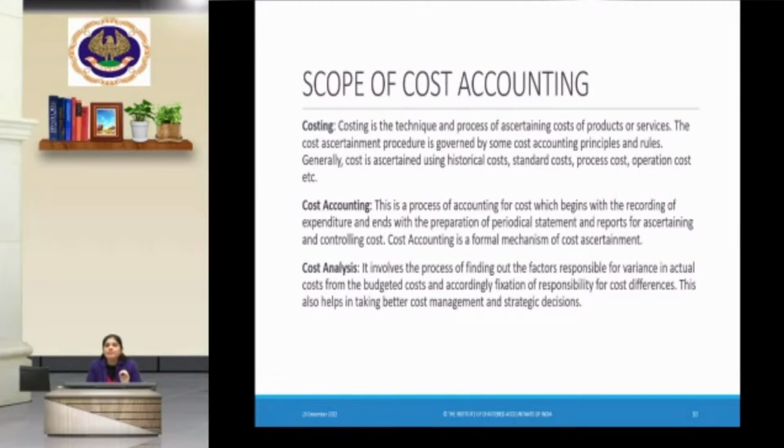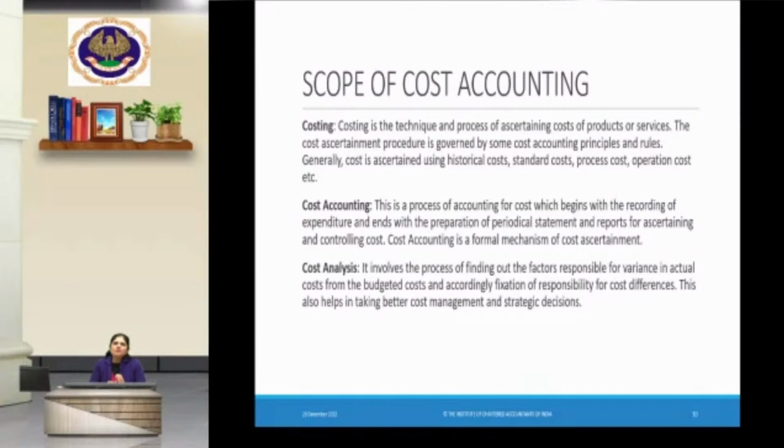Cost analysis. Cost analysis is basically finding out the factors responsible for variance in actual cost from the budgeted cost, and accordingly fixation of responsibility for cost differences. This helps in taking better cost management and strategic decisions. So very interesting, basically this line: fixing responsibility for cost differences.